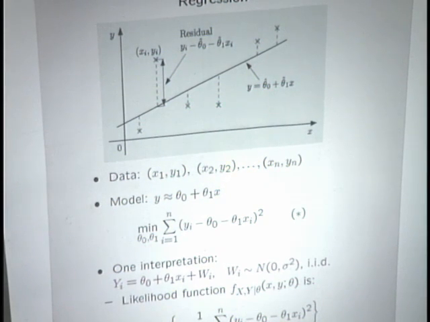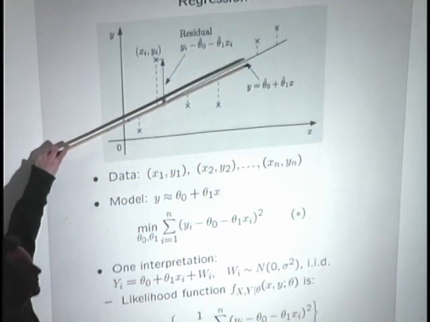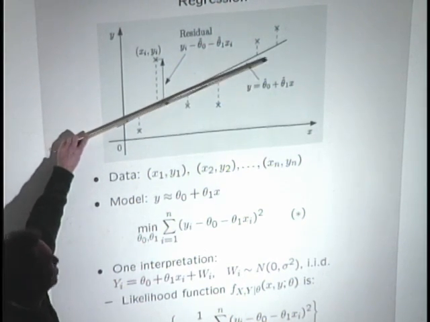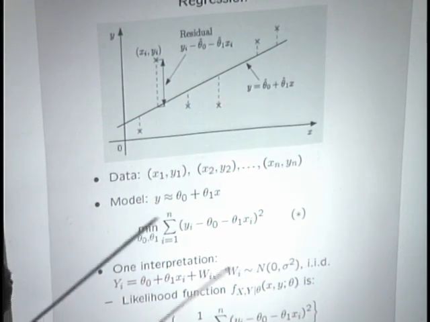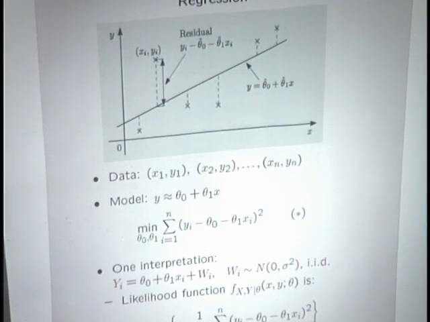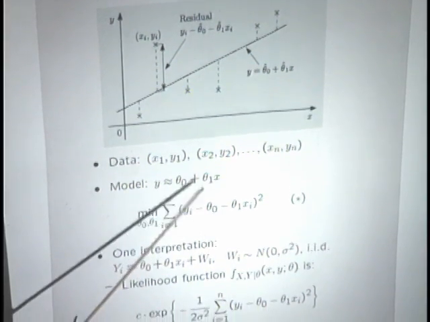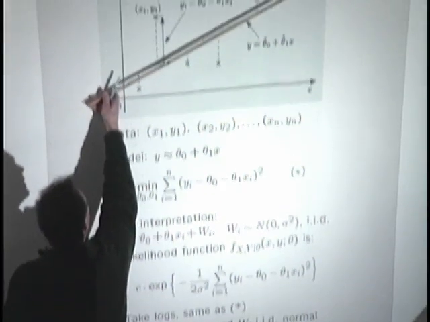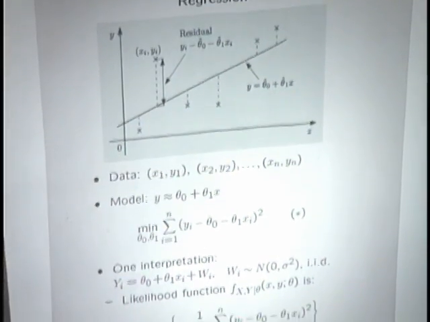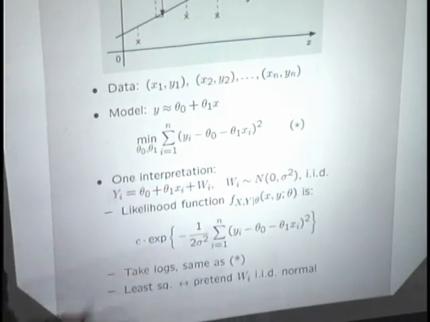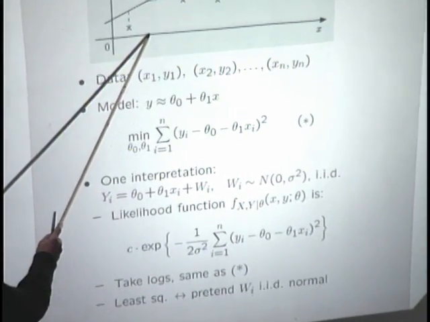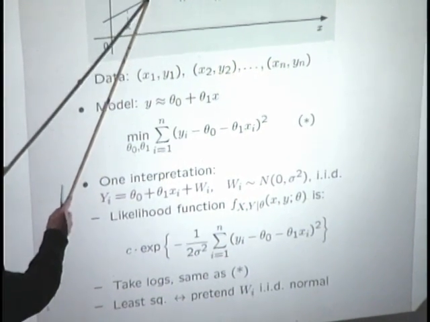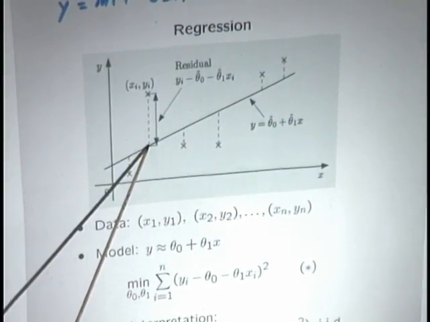So let's try to find the best line that comes closest to explaining those data. And here's how we go about it. Suppose we try some particular values of theta 0 and theta 1. These give us a certain line. Given that line, we can make predictions. For a student who had this x, the model that we have would predict that y would be this value.